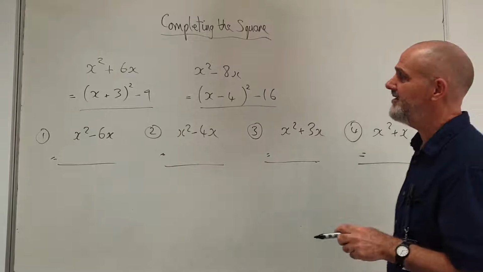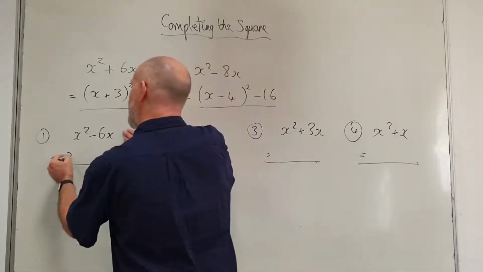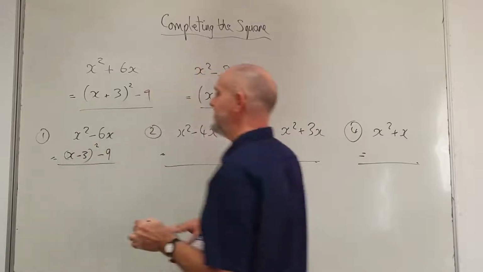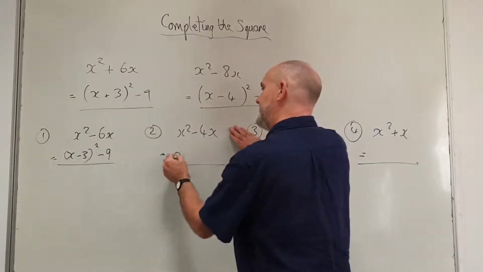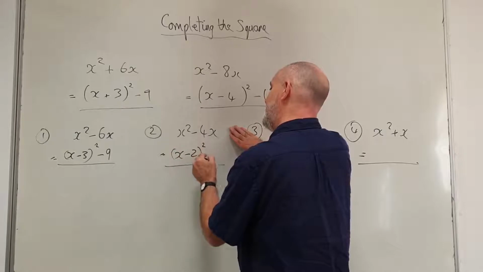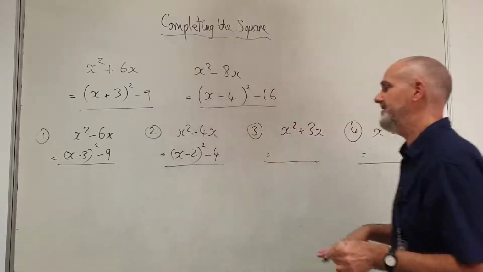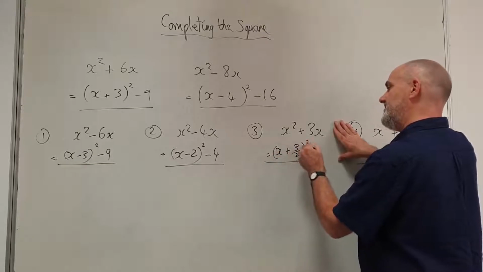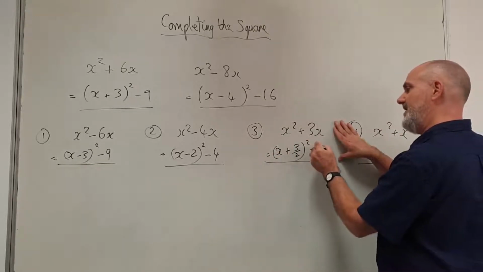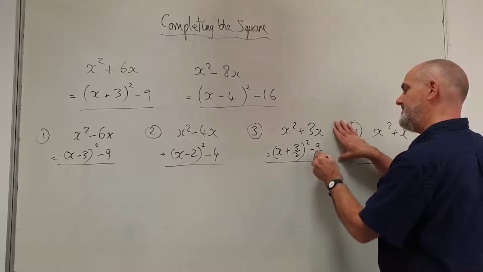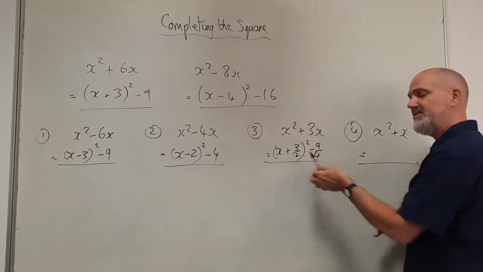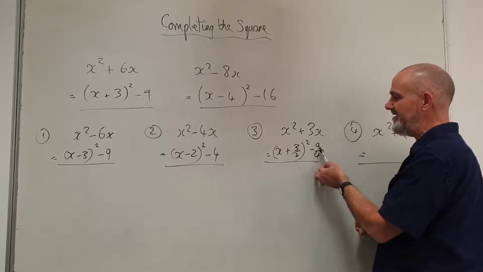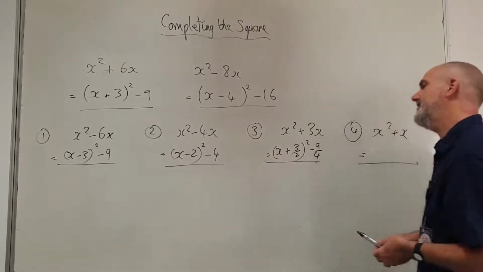Okay, here we are. So we're taking half of this. So x minus 3 squared, and then we subtract the square of that, minus 9. We take half of this, x minus 2 squared, we subtract the square of that, minus 4. x plus 3 over 2 squared, and then we subtract the square of 3 over 2, which is minus 9 over 4. Remember, when you square a fraction, you square the numerator and the denominator separately. So you square the numerator, you get 9, you square the denominator, you get 4.